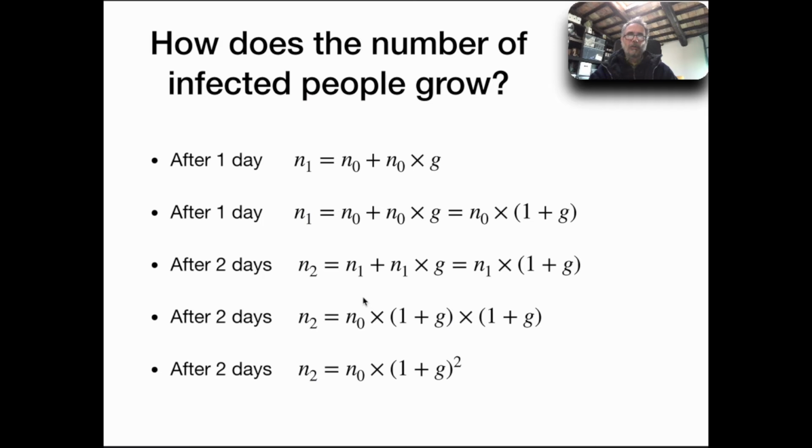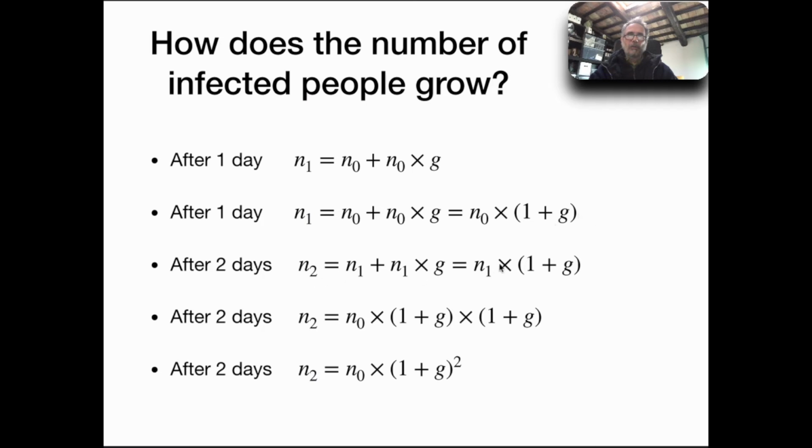And then if after one day you have n0 plus n0 multiplied by g, which is the growth, you can actually write this as n0 multiplied by 1 plus g. There's a little bit of mathematics, but don't worry, this is pretty much all the mathematics you are going to see. Okay, there is one other formula, but it's still simple.